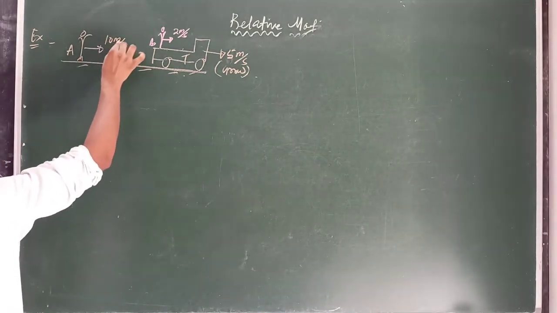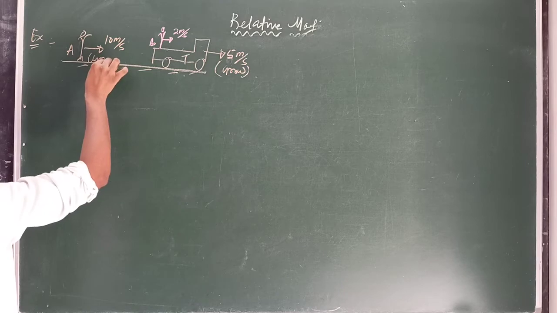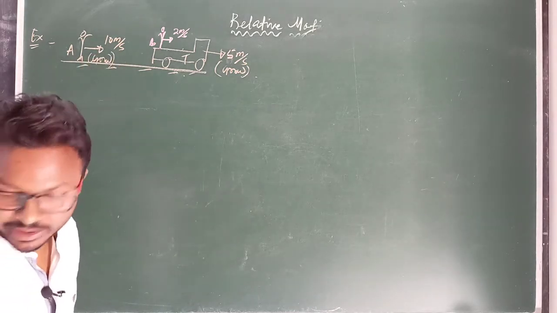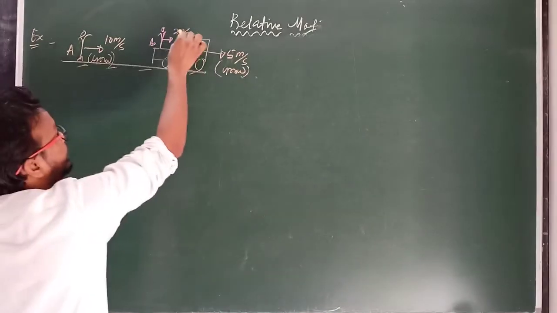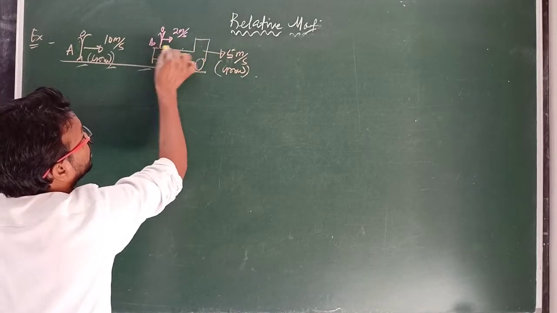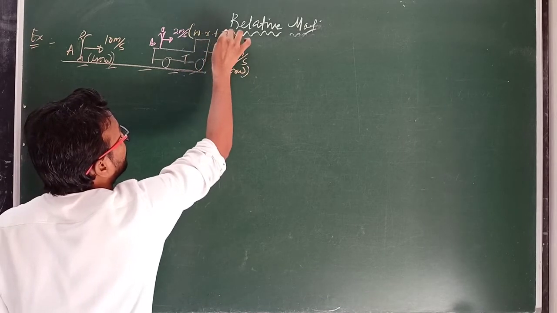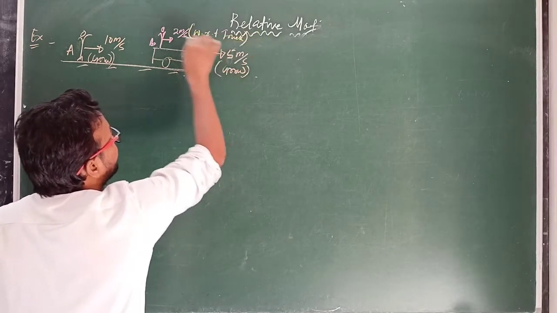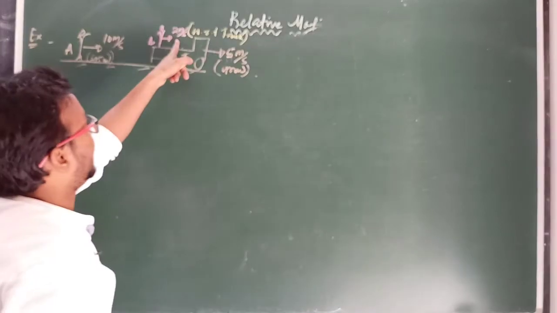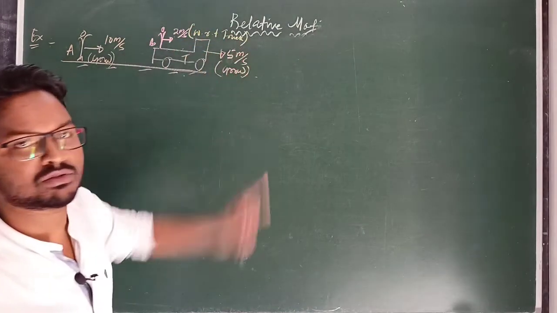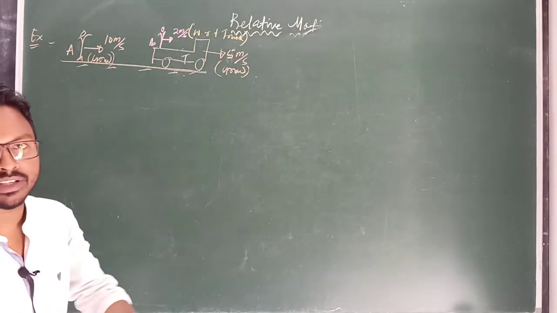And similarly here Mr. A is moving 10 meter per second on ground frame, but observer B, which is moving 2 meter per second on the truck, this is known as with respect to truck. The velocity of B is 2 meter per second with respect to truck, clear? So frame of reference is important.